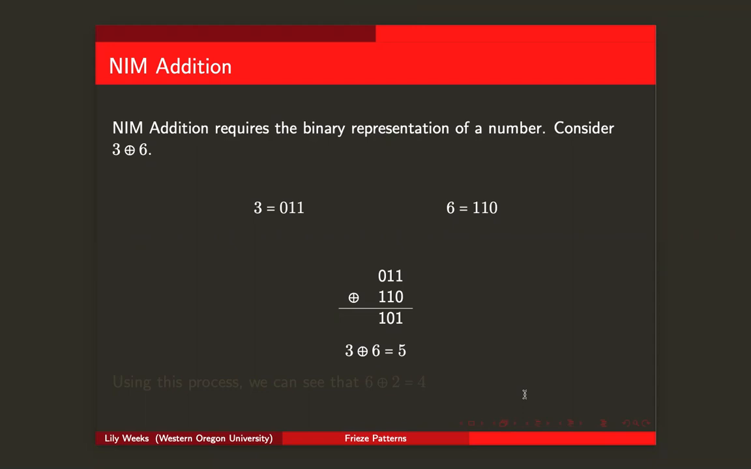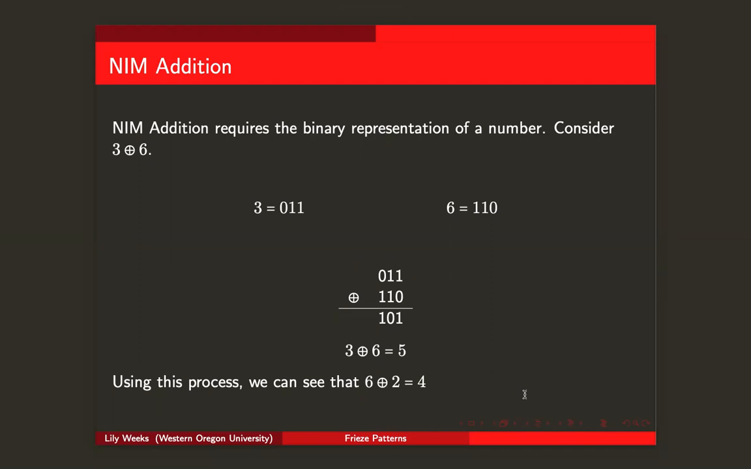Here, our result shows us that 3 NIM sum 6 equals 1, 0, 1, which is the binary representation for 5, meaning 3 NIM sum 6 must equal 5. Using the same process, we can see that 6 NIM sum 2 equals 4.